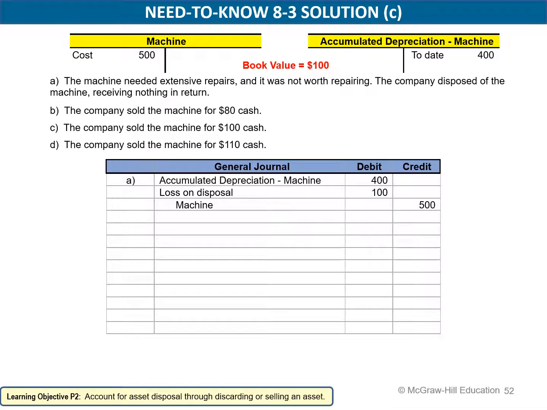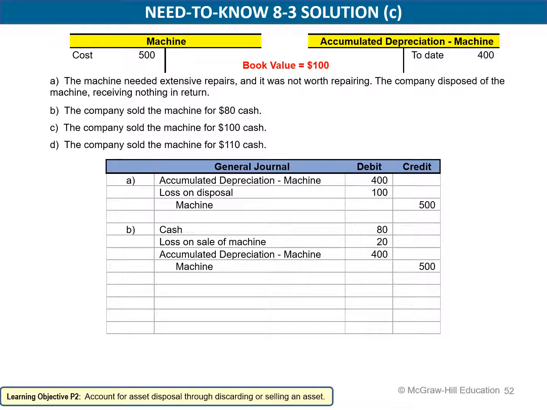Okay. Then in letter B, the company sold the machine for $80 cash. So we're going to record our cash of $80. We're going to remove our accumulated depreciation, and we do that with a debit of 400, and we're going to remove our machine with a credit of 500. And we're going to record a loss on sale, right? Difference between our book value and the cash we got.